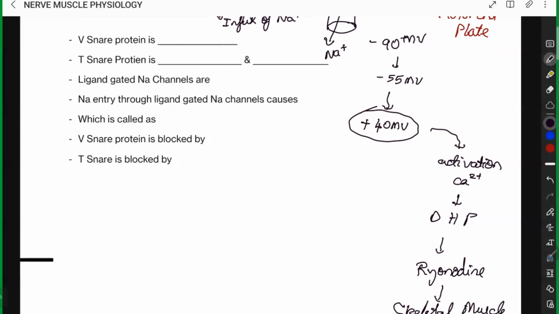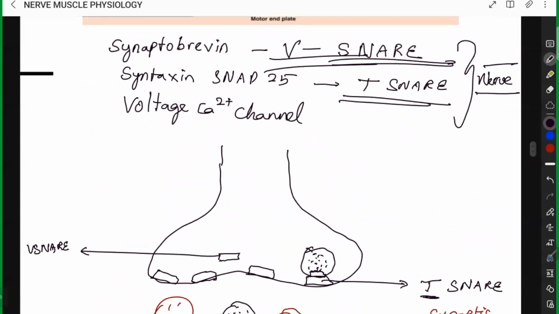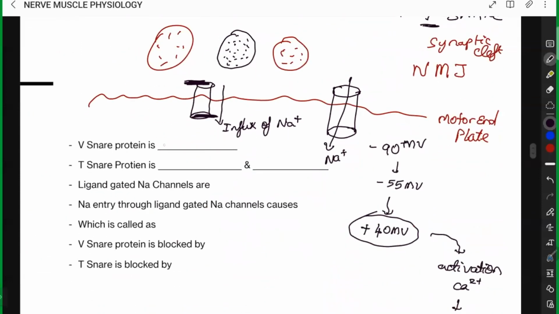First we discussed skeletal muscle contraction in the first part. Now, how does the skeletal muscle contraction get activated? Through your neuromuscular junction. Now answer me. V-SNARE protein is your synaptobrevin. And what is your T-SNARE protein? Syntaxin and your SNAP25. Ligand-gated sodium channels are going to cause a local potential. What is this local potential called?